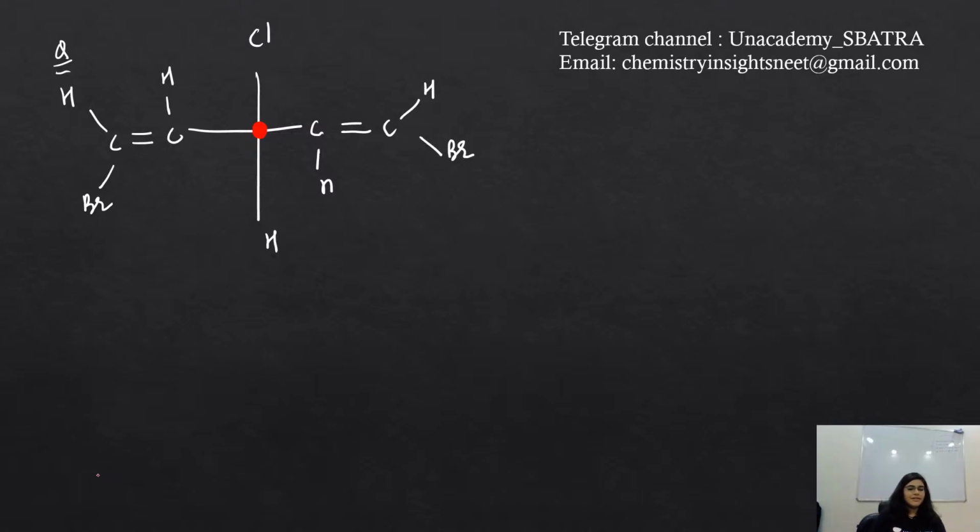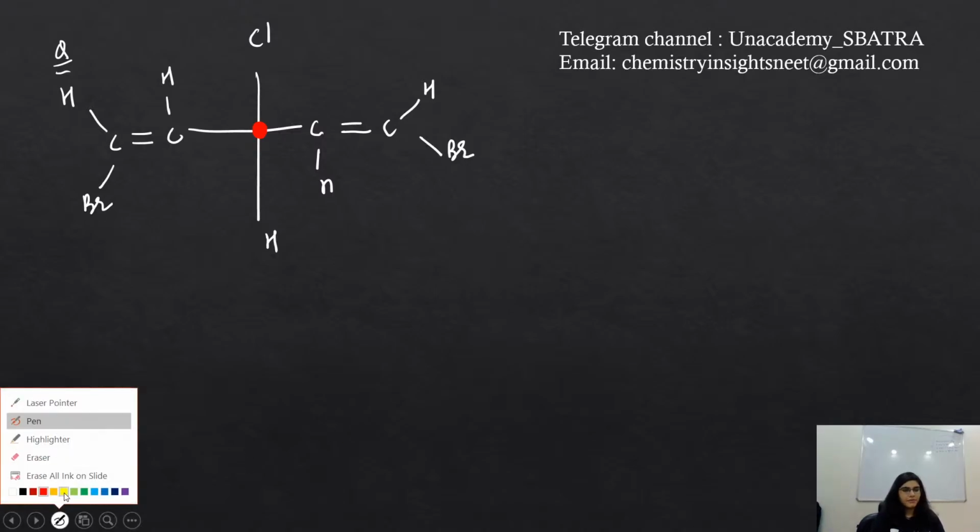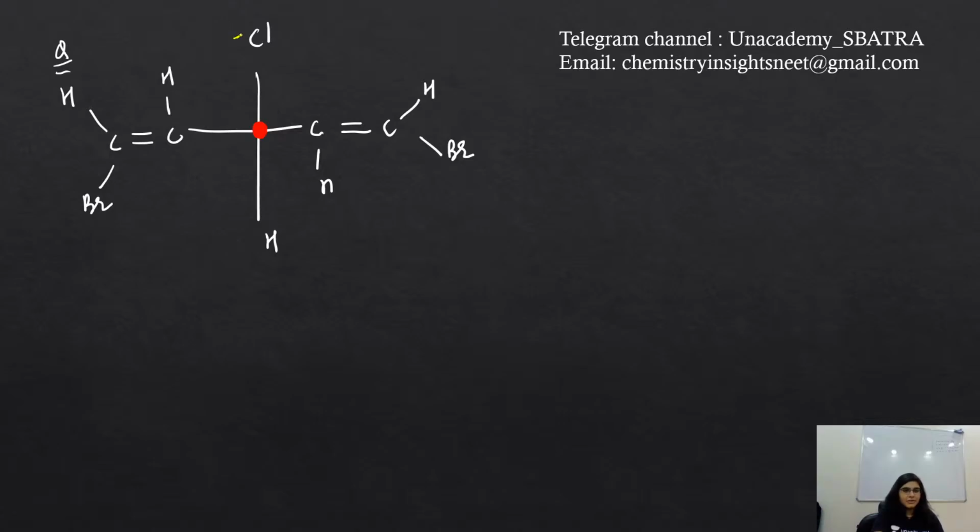All right, so now let's assign this nomenclature. First of all, what you are observing is that this is chlorine, this is carbon and this is carbon and this is hydrogen. So definitely the first priority will be given to chlorine. Then this is your carbon and this is also your carbon and the groups are the same over here.